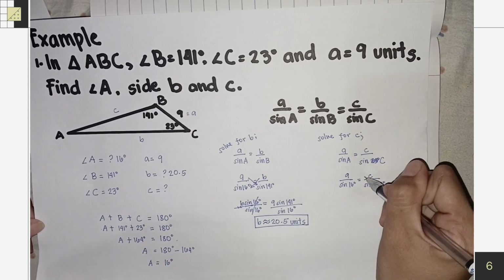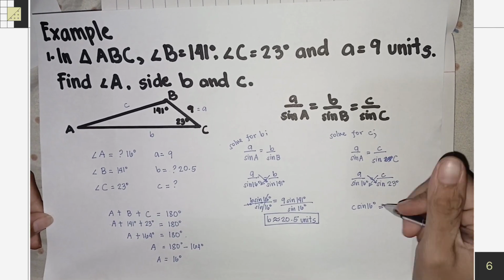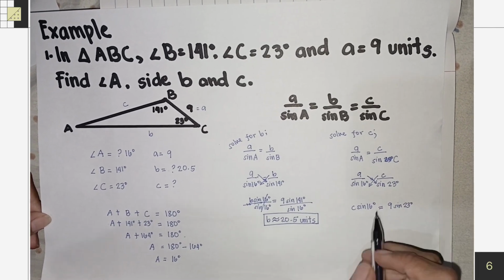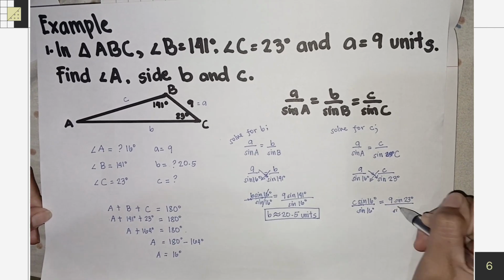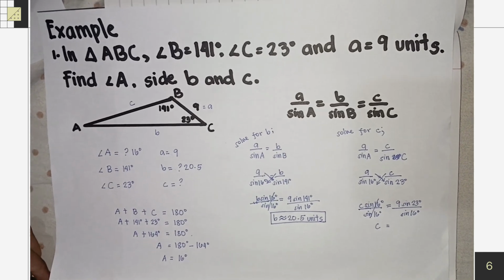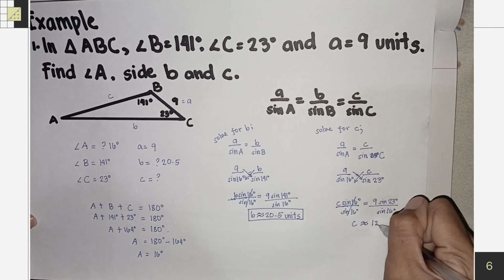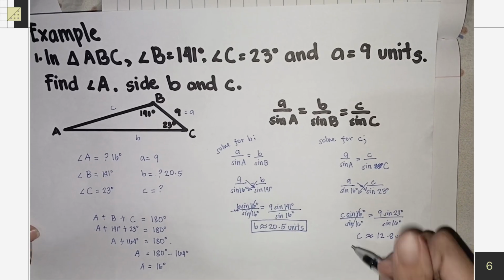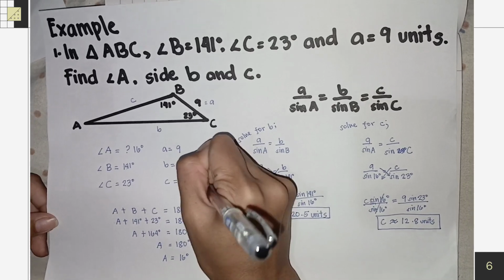Then, let's solve for c. Same process: just look for complete letters, then substitute the given values, then cross multiply, and to get c, cancel out by dividing both sides. Then calculate. We can get c is approximately 12.8 units.